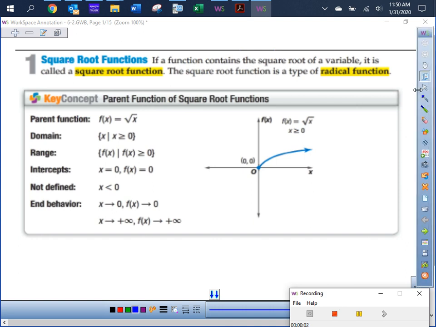What's up, guys? Today's lesson is about square root functions. We've been talking about inverses the past few days. Well, check it out. We're graphing the square root and just seeing what it looks like.